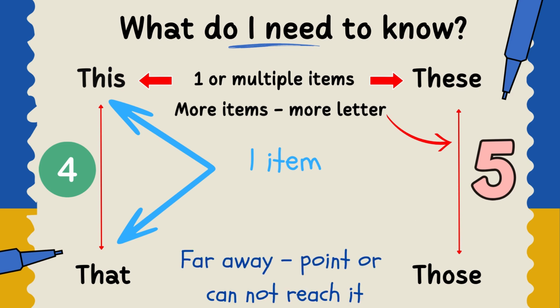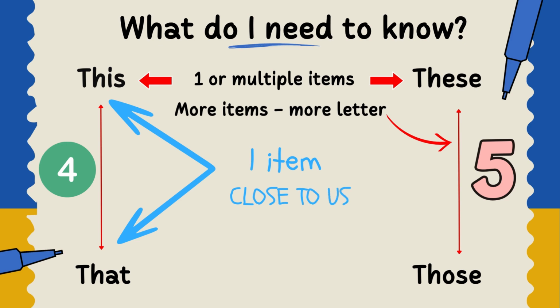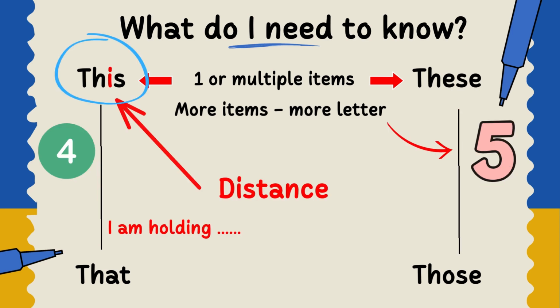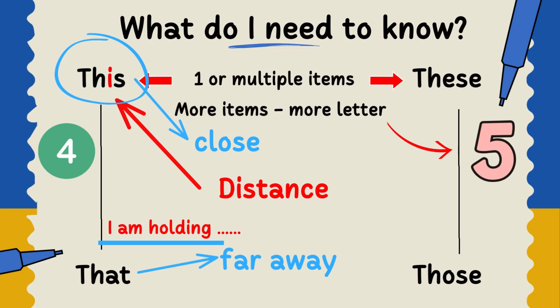So let's say in this example that it's close to us. Here comes our mnemonic memory trick. This has an I in it. So this can remind you of I am holding the item. This is for close because close is holding or touching, right? So if this is close, we automatically know that that is going to be for far away. Okay, so one item, close is this and far away is that.